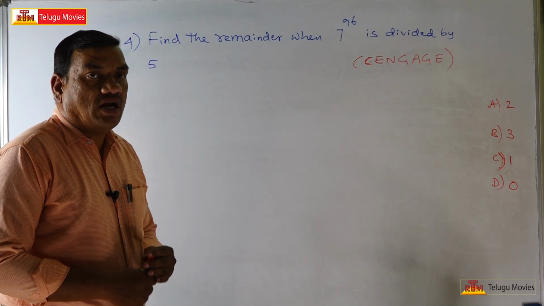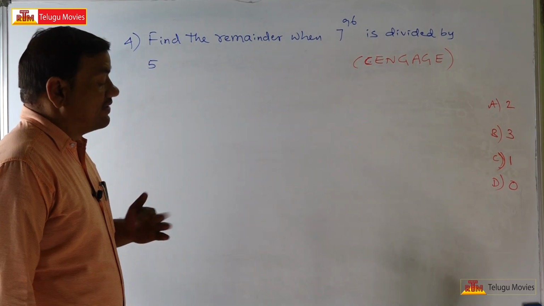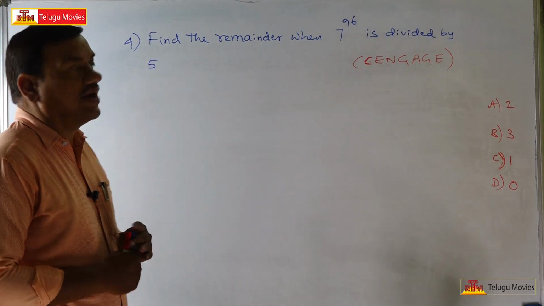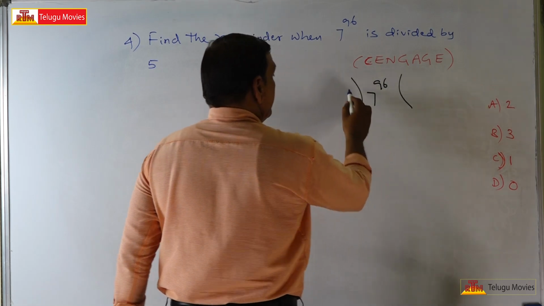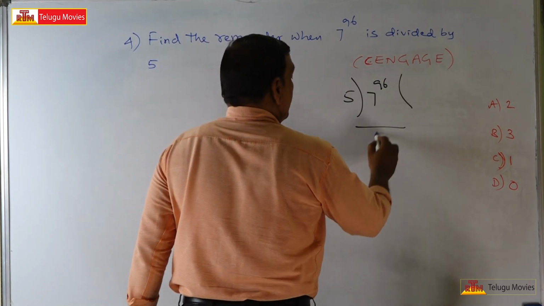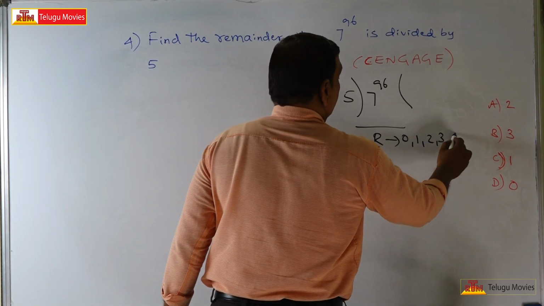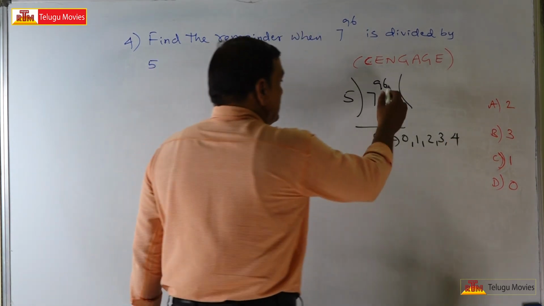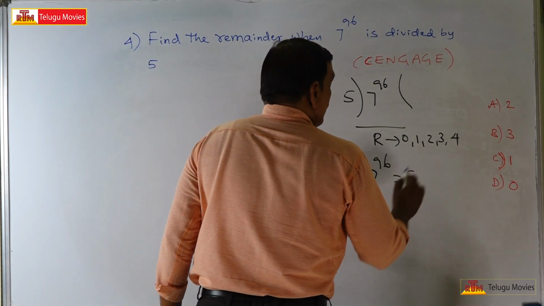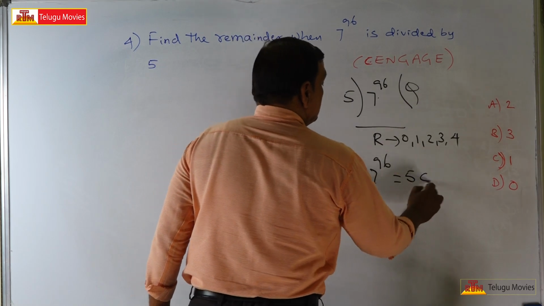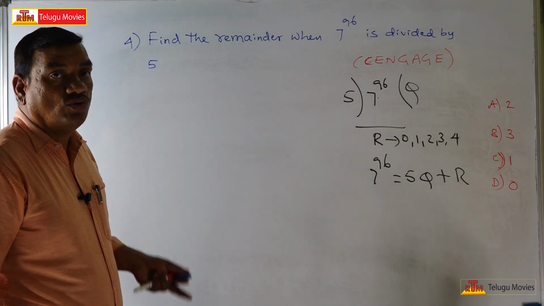Dear students, welcome to the fourth problem. Find the remainder when 7 to the power of 96 is divided by 5. That means when 7 to the power of 96 is divided by 5, we have to find the remainder. One thing is clear, the remainder is either 0 or 1 or 2 or 3 or 4. That means 7 to the power of 96, you have to express it as dividend is equal to divisor into quotient plus remainder. Your remainder is either 0, 1, 2, 3 or 4.